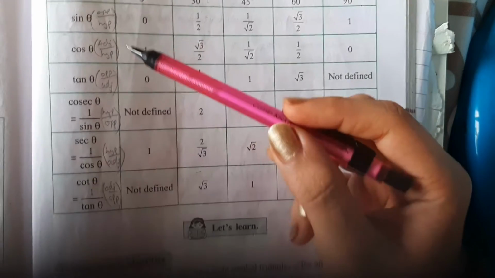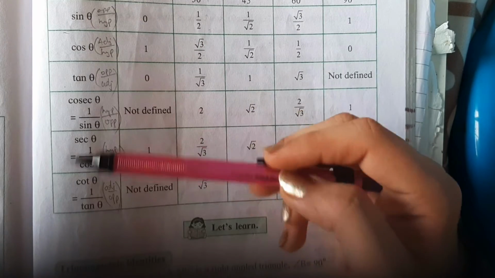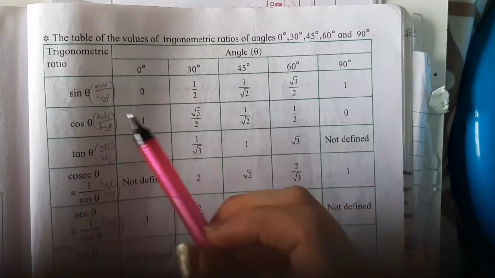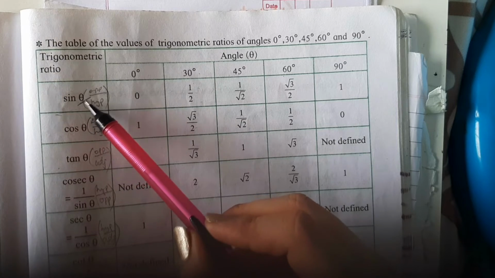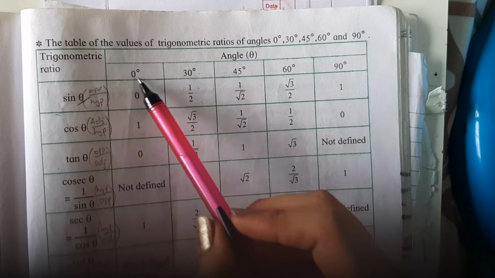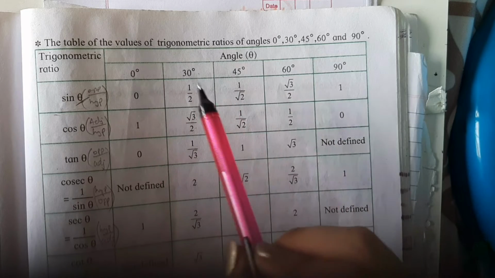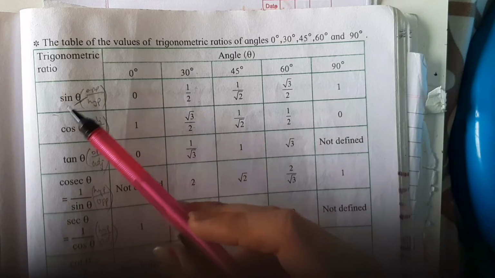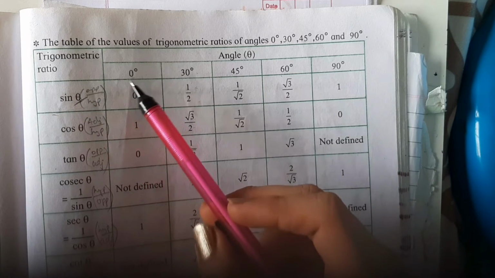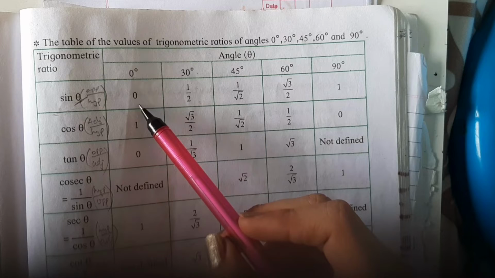Okay, and here it will be sine, cos, tan, cosec, sec, cot. You should learn it like a song: sine, cos, tan, cosec, sec, cot. Repeat: sine, cos, tan, cosec, sec, cot. Okay, so now sine theta. Theta is the angle, and these are all the angles: 0 degree, 30 degree, 45 degree, 60 degree, 90 degree. So when theta is 0, then sine 0 will be equal to 0.